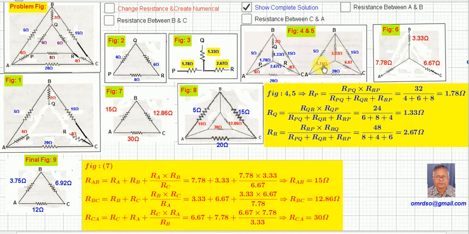This is 7.78. This is 6.67. Again I have changed this star. First, what I did was delta to star; here I am going to convert my star to delta, again using the formula I have already discussed. After changing this star into delta, you will get this much: 15, 12.86, and so on. Now put this delta in the initial figure again. So the new figure will be this much.